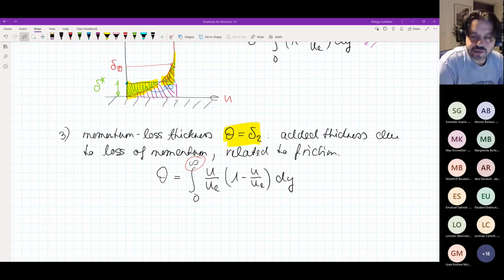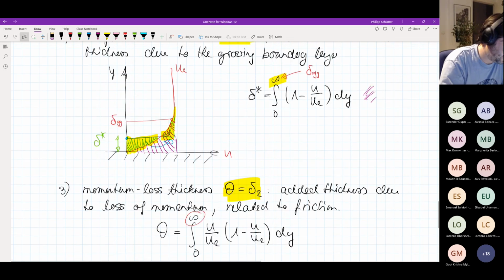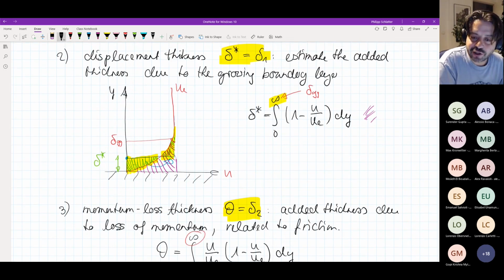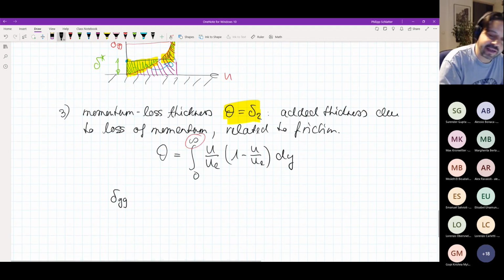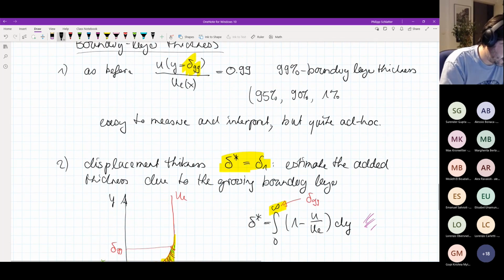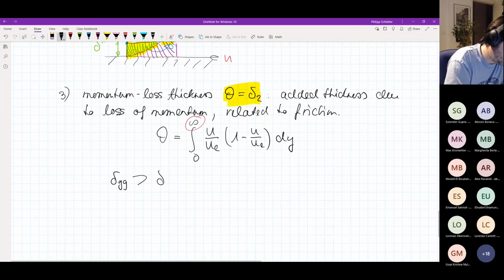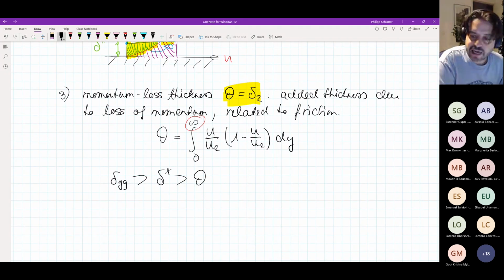Okay, so I see a lot of answers, and actually most of them are absolutely correct. So delta 99 is always the thickest one. That's why I was also mentioning that it's the upper bound in the integral. Delta 99 is the thickest boundary layer thickness, so that is larger than the second one, the displacement thickness delta star. And then the third one would be theta. That's something you can keep in mind: theta is the smallest one, then comes delta star, and then comes delta 99.